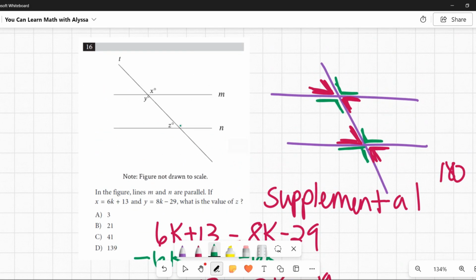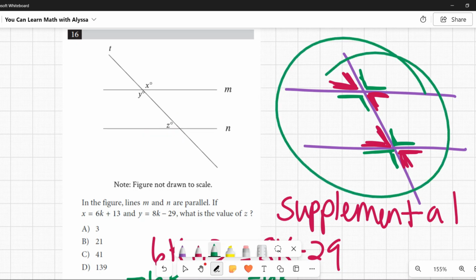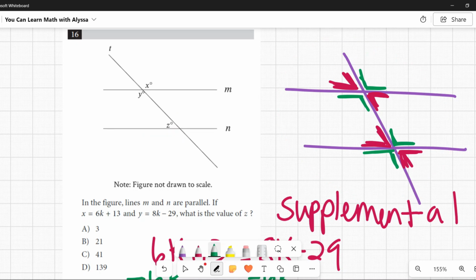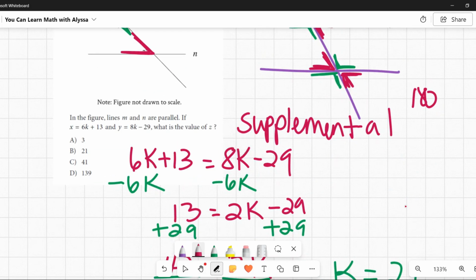What is Z? Look up here. Z is this angle right here. And if we're looking at our little reference, that is not a green like X and Y are. It is a red. So it is supplemental to X and Y. If I add one of those greens to this red Z, I will get 180 degrees. Well, what are the values of X and Y?